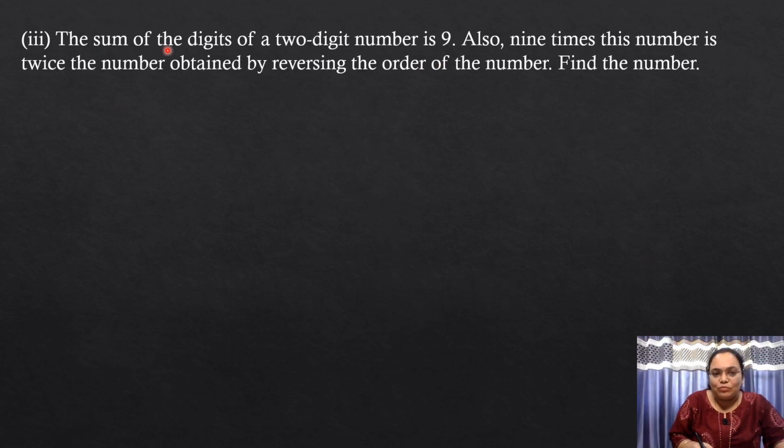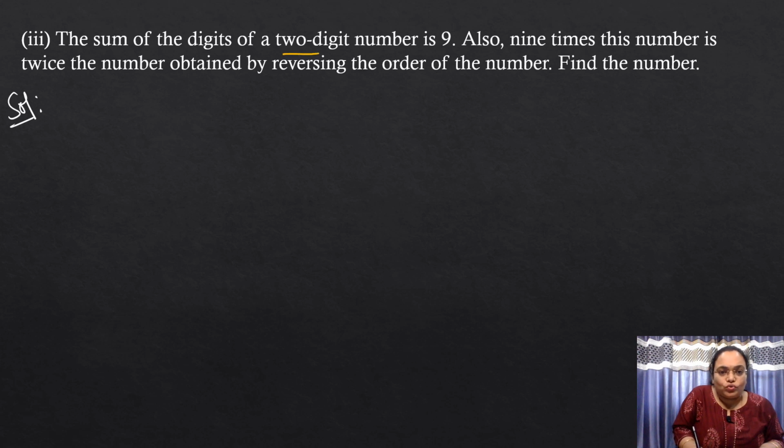The sum of the digits of a two-digit number is 9. Also, 9 times this number is twice the number obtained by reversing the order of the number. Find the number. So, we need to find the 2-digit number. See the question. The sum of the digits of a 2-digit number is 9.